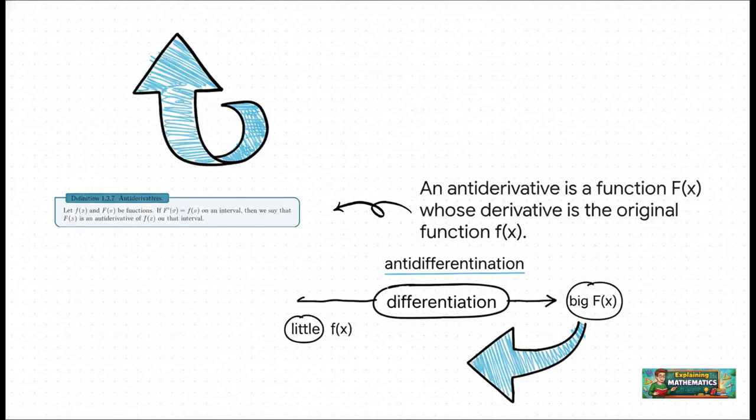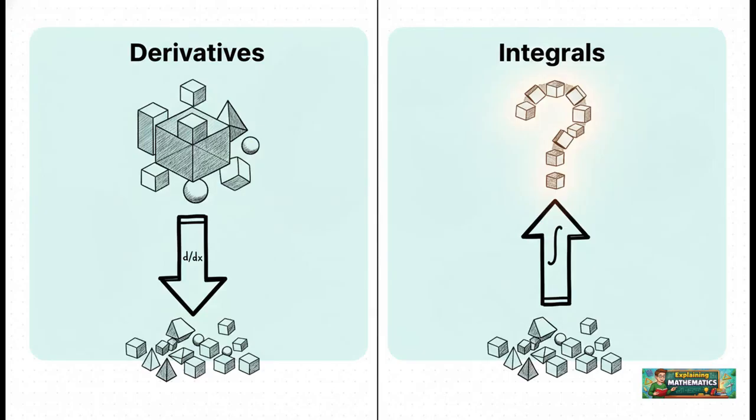If you can find a function, let's call it big F of x, whose derivative is the function you started with, little f of x, then congratulations, you found the antiderivative. You've just gone backwards. Just look at this comparison. On the left, taking the derivative of x squared to get 2x, easy. We've got clear rules for that. But look at the right. How do we get from 2x back to x squared? That's the puzzle we're here to solve.